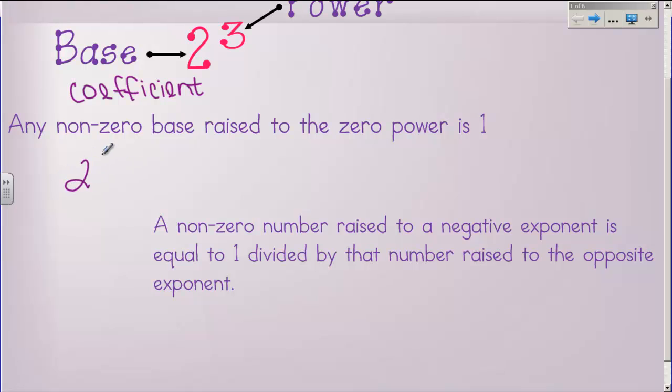So here are a couple examples. 2 to the power of 0, because it's to the power of 0, equals 1. 1/3 to the power of 0, again, anything to the power of 0 equals 1, and it doesn't have to be a number. I could take a variable, w to the power of 0 equals 1. No matter what it is, if it's to the power of 0, it equals 1.